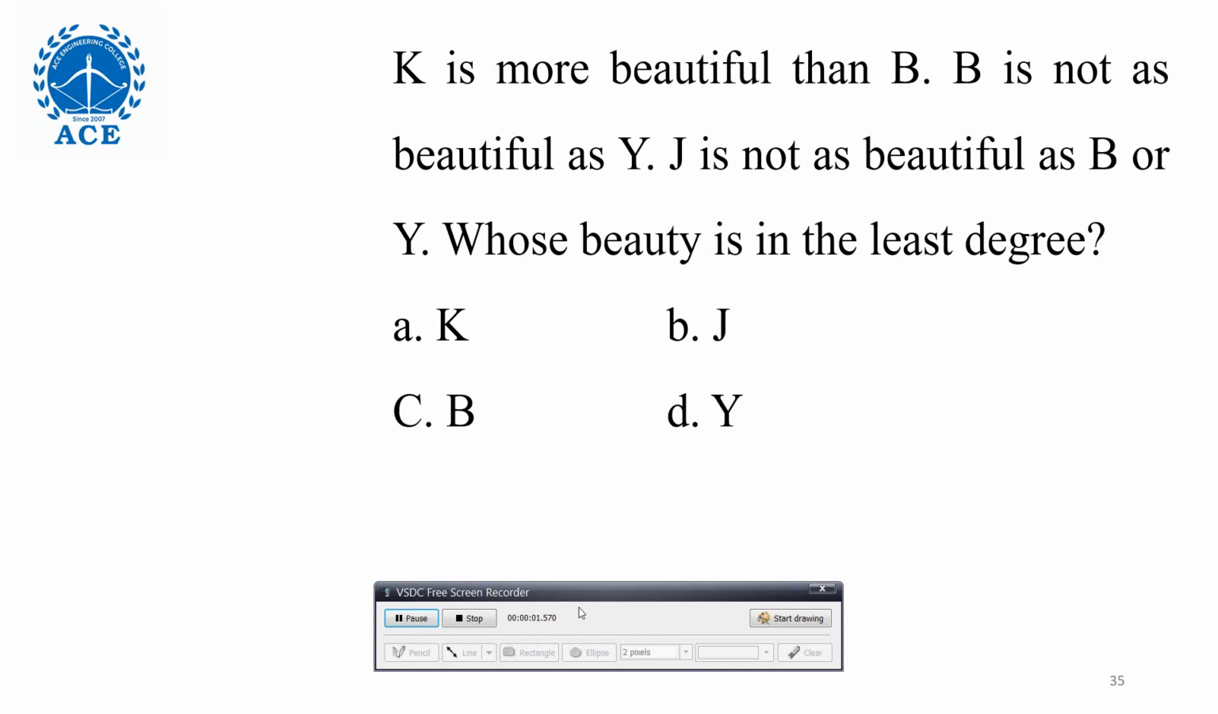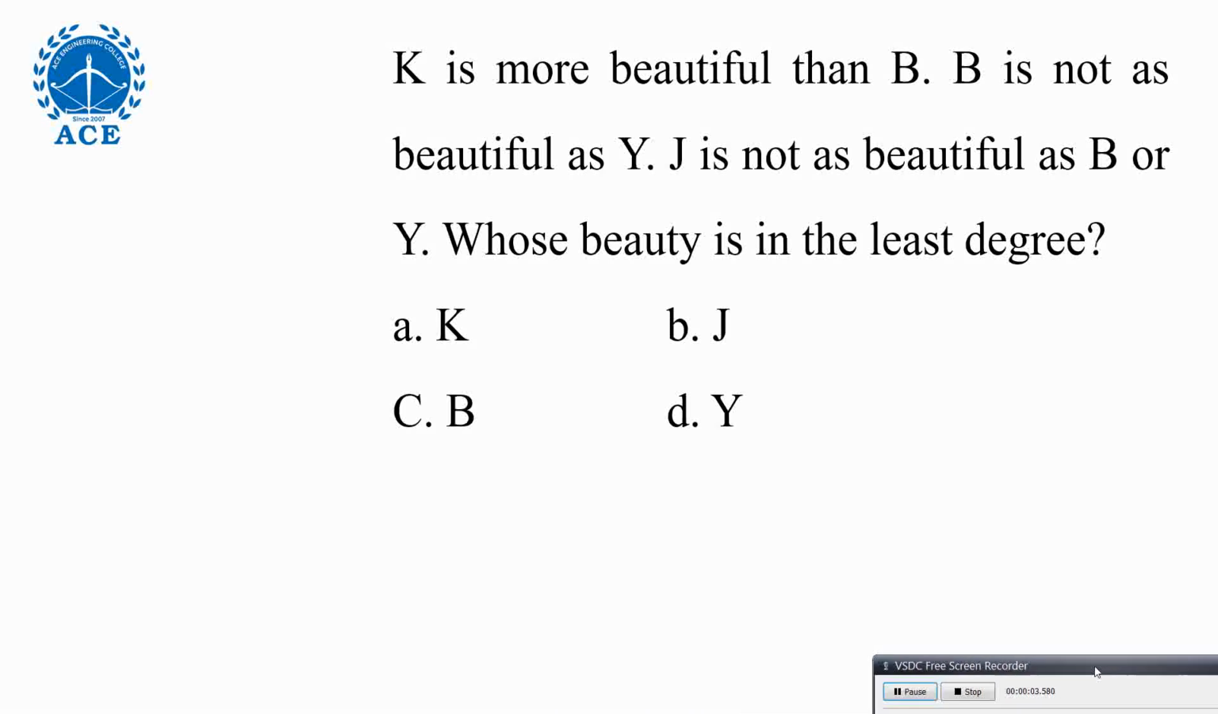Now, a serious question, a very basic one. In this model you are seeing tallest, shortest; here they use some text differently. The way of asking the question is different, but it's similar to that. K is better than B. B is not as Y. J is not as B. So that is what they're asking.